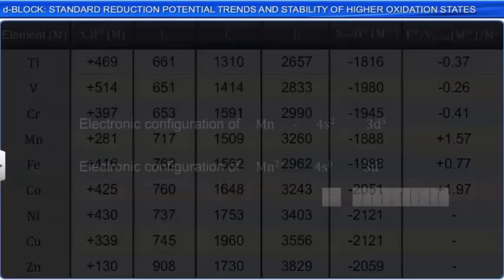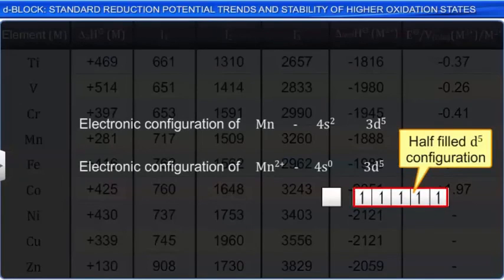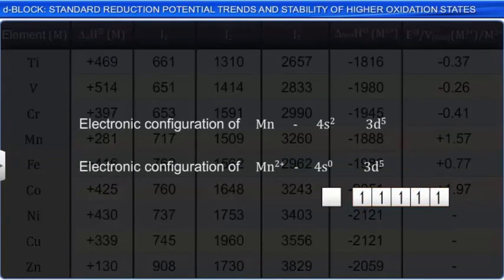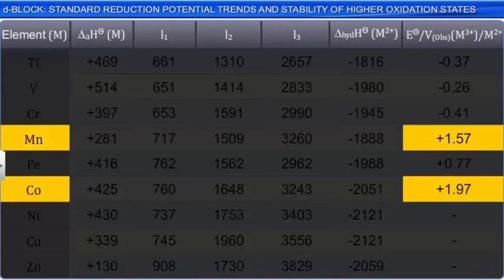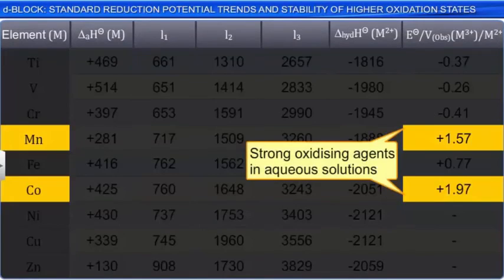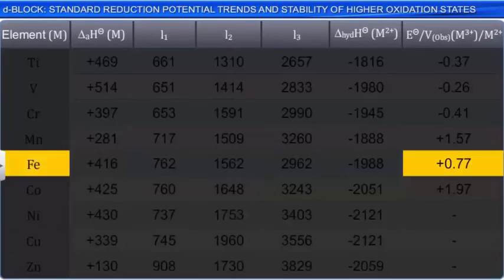The higher values for manganese and cobalt show that they are the strongest oxidizing agents in aqueous solutions. The comparatively low value for iron shows that the reduction of ferric ion to ferrous ion is less favorable, since ferric ion is extra stable due to the half-filled d5 configuration.